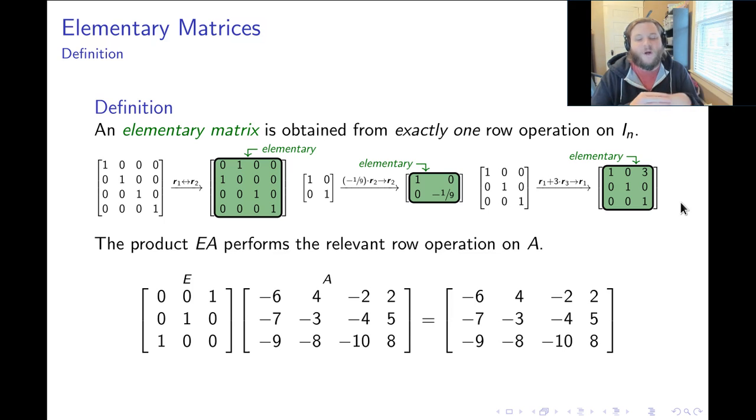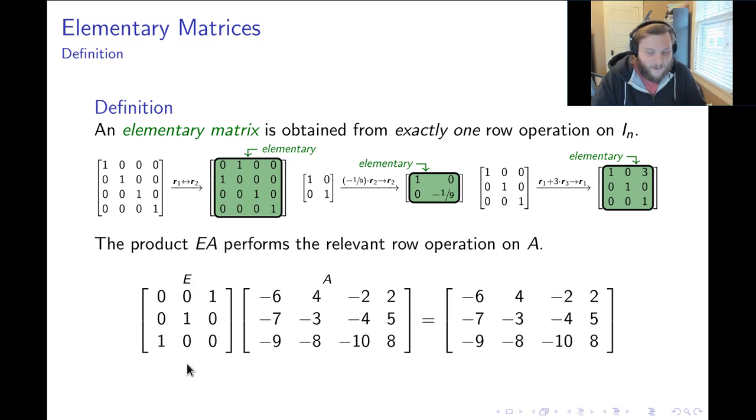Now, what's the point here? Well, let's say that you define an elementary matrix E. So again, you do one elementary row operation on an identity matrix and call the result E. The whole point of this is that if you take that elementary matrix and multiply by any matrix A, the result you get is exactly what you would have gotten if you did that elementary row operation on A itself.